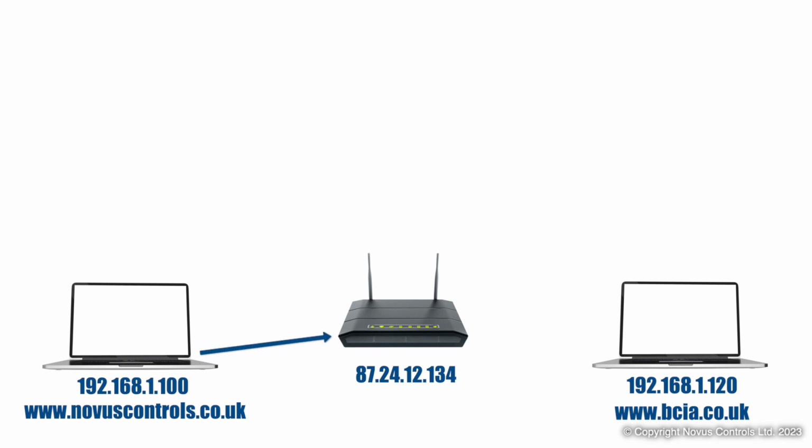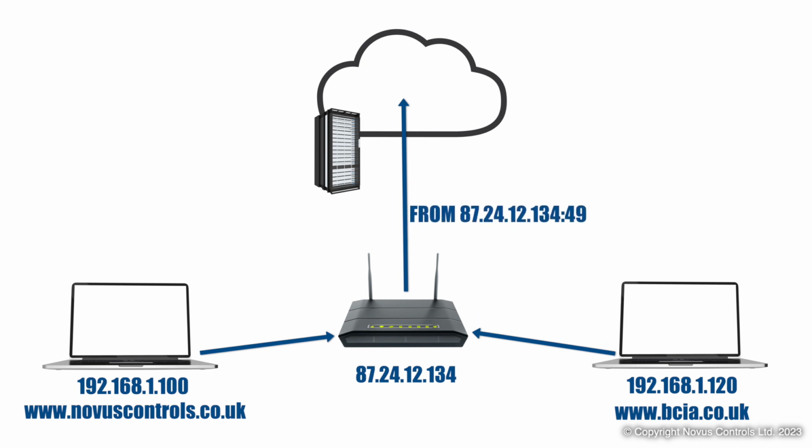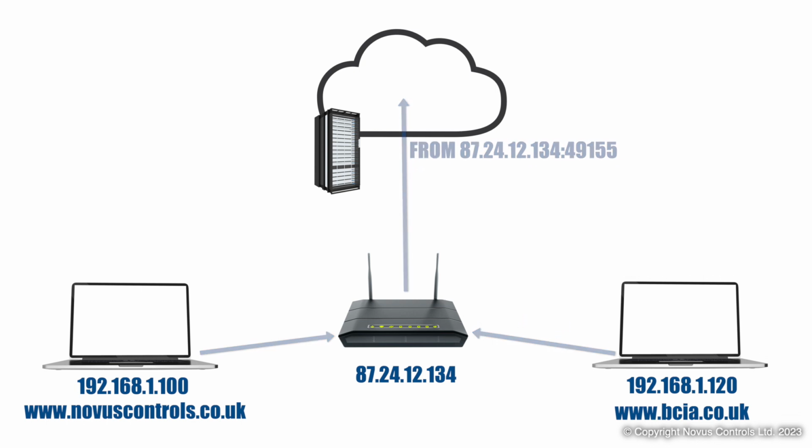When a request from client 1 is passed to the router, the router will pass the request to the internet, changing the IP address to the public one, but also appending a port number. The full address of the request might therefore be something like 87.24.12.134 and port number 49154. The request from the second client would be appended with a different port number, so it might be 87.24.12.134, but this time with port number 49155.